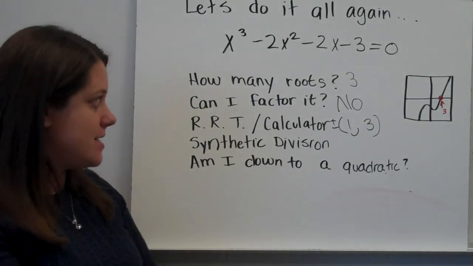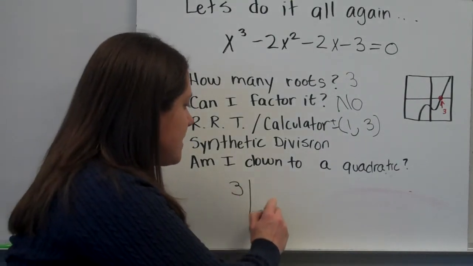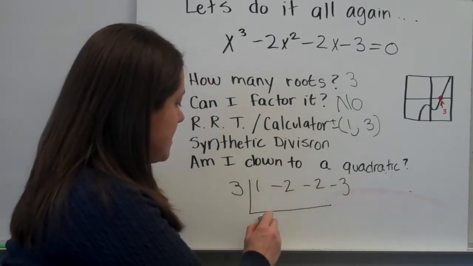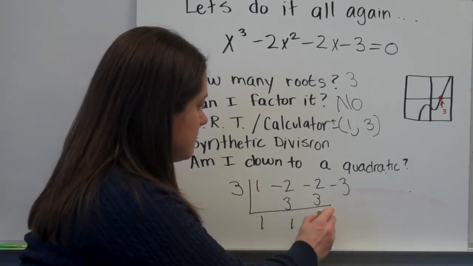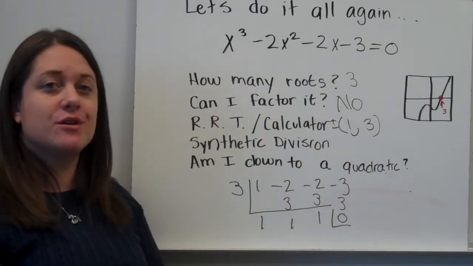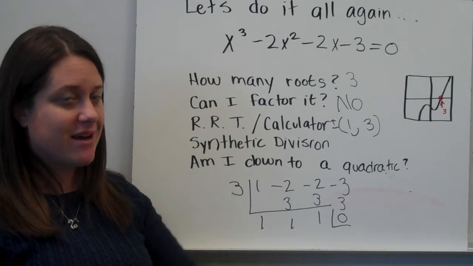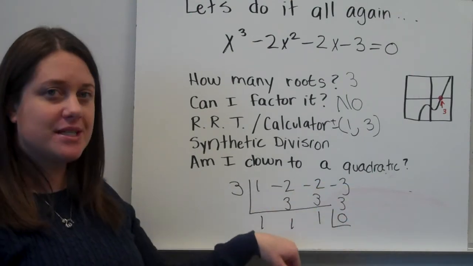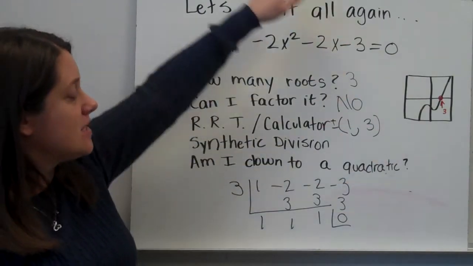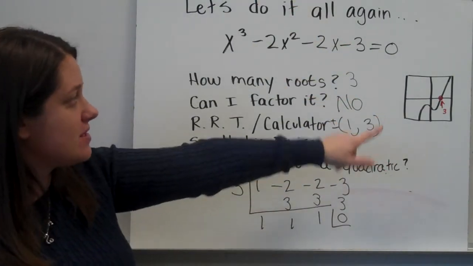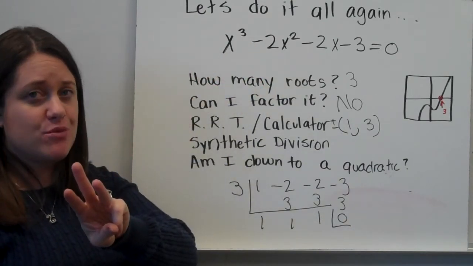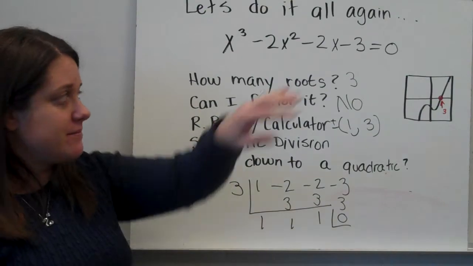Synthetic division? Yes, ma'am. Here's the 3. I've got 1. Alright. Am I down to a quadratic? Why, yes I am. I have 3 terms. X squared plus x plus 1. That's the point. I want to be down to a quadratic. So I have found 1 root. One of them is 3. But how many do I have? 3. The other 2 must be imaginary.